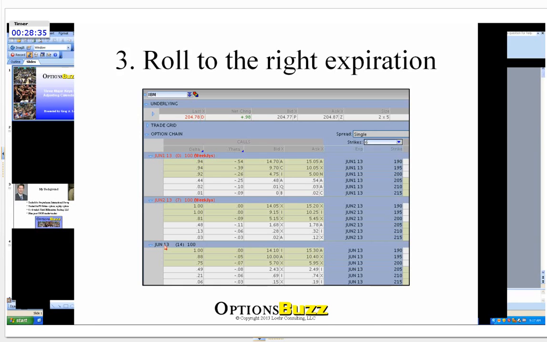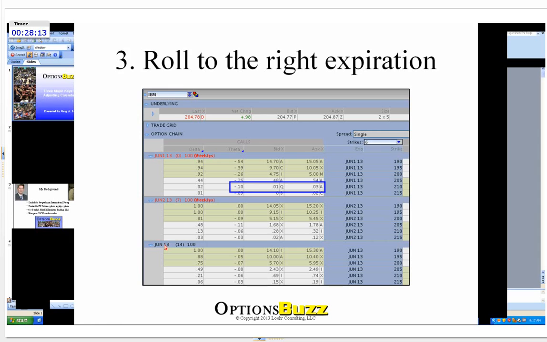Like I said, now with the advent of weeklies, depending on how you set up the calendar, depending on how much time you put in between the long option and the short option, you may have a lot of different expirations that you can roll forward to.